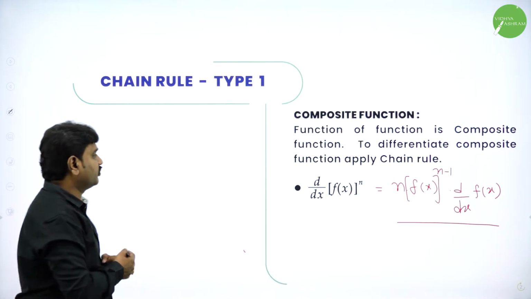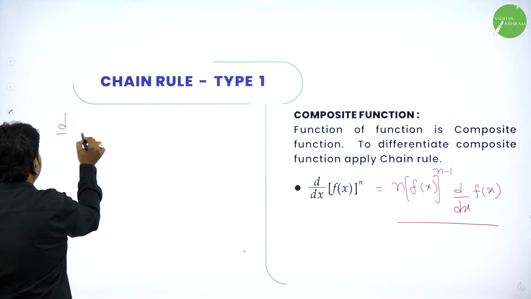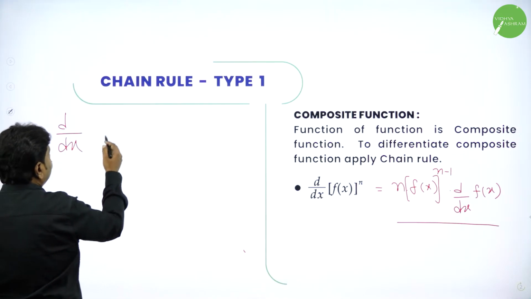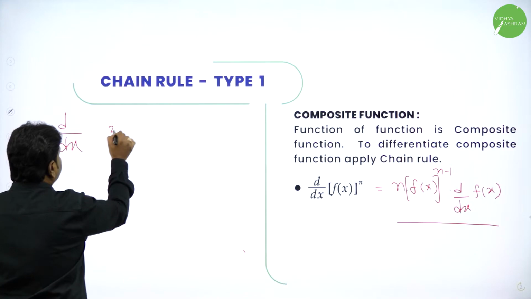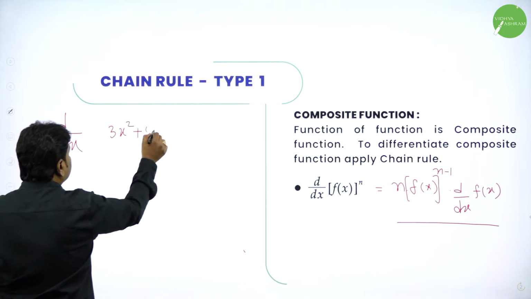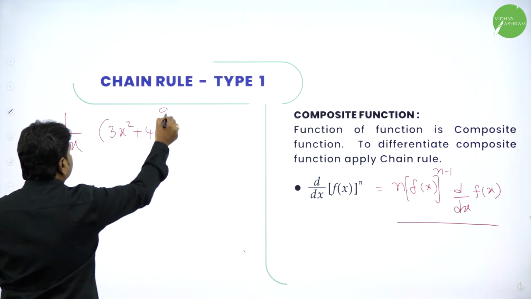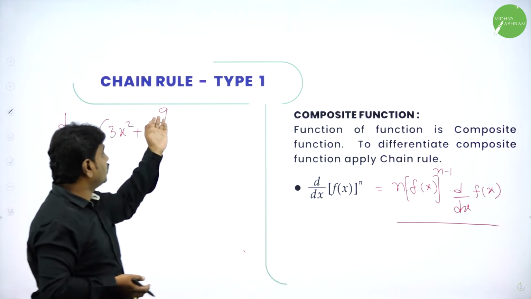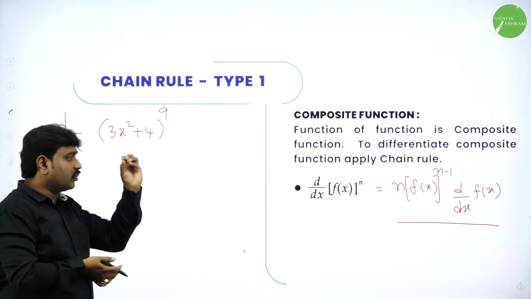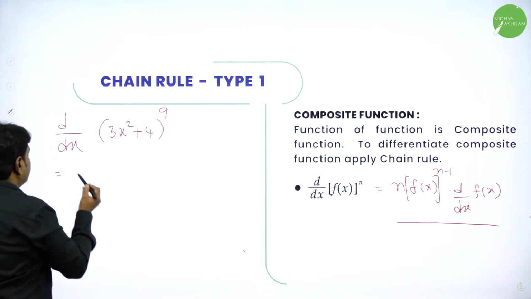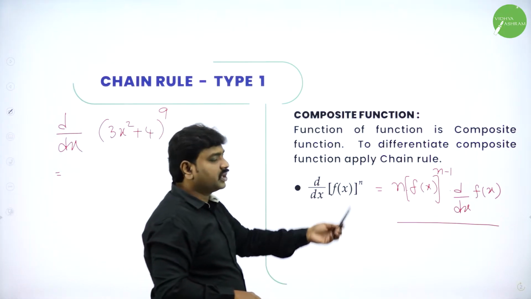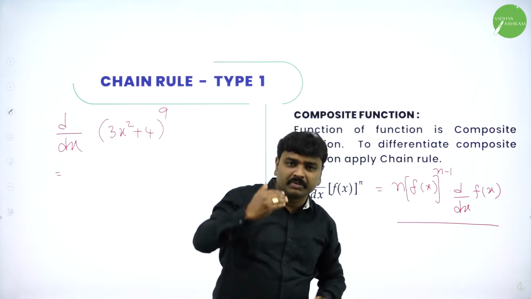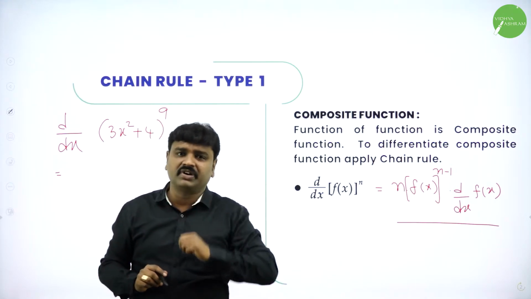Now let me take some more examples. Say d by dx of (3x square plus 4) power 9. See, if it is whole square, I can write (a plus b) the whole square. But here the power is 9, so I have to use the formula. What is the formula? It is in the form f of x power n. It will become n into f of x power n minus 1 into d by dx of the internal function.